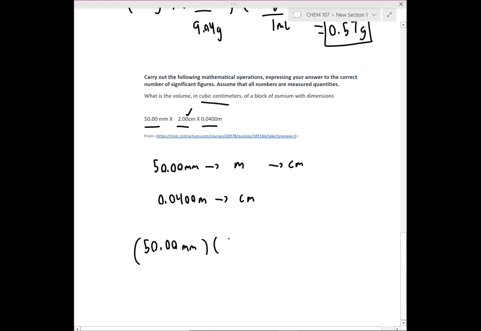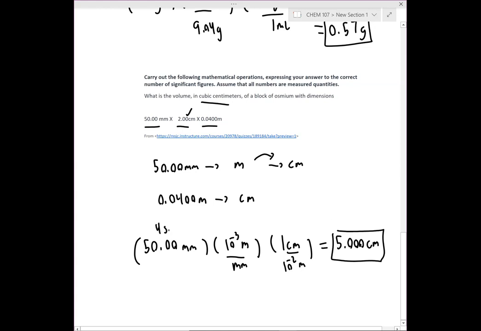So to go from millimeters to meters, I know I have 10 to the negative third meter per millimeter. And then to go from meter to centimeter, I put centimeters on top, and I have 1 centimeter per 10 to the negative second meter. That in turn gives us 5.000 centimeters after this conversion, respecting the fact that our initial answer had 4 sig figs, so our final answer must have 4 sig figs.